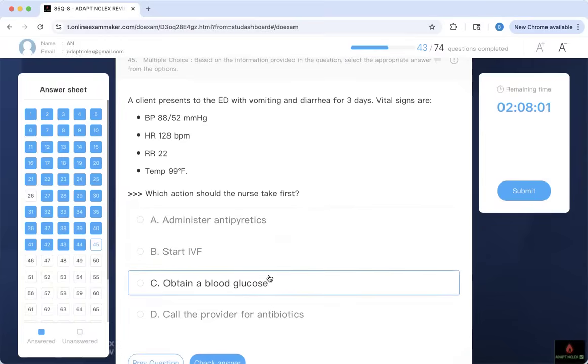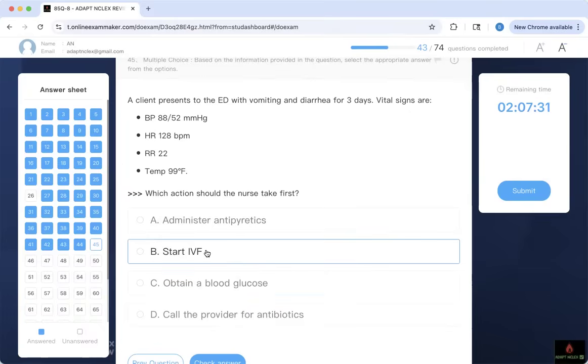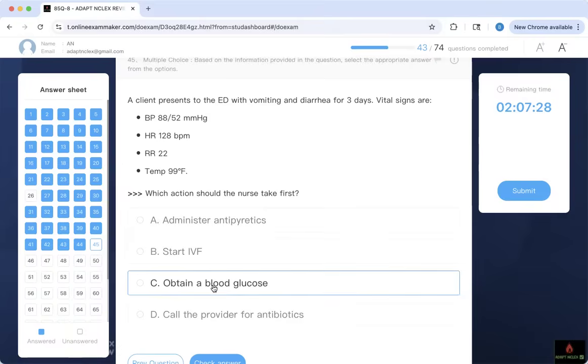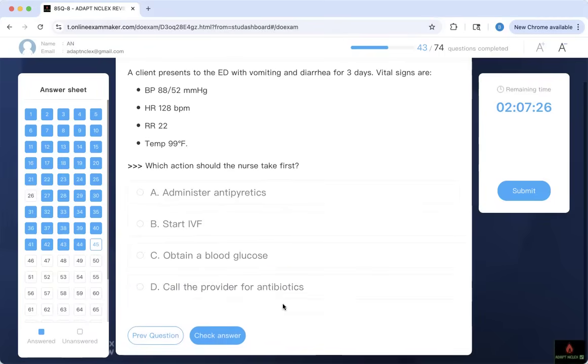A client presents to the emergency room with vomiting and diarrhea for 3 days. Like I said, these are all fluid and electrolytes because it's part of risk reduction. What do you think? Vitals: 88/52, hypotension. 128, tachycardia. Respiratory rate, tachypnea. Temperature going up. Which action should the nurse take first? Give them antipyretics, start IV fluid, obtain blood glucose level, call the provider for antibiotic.